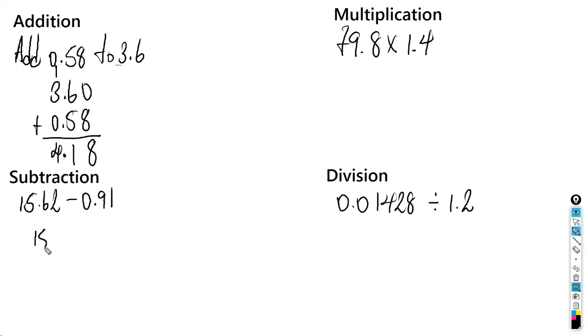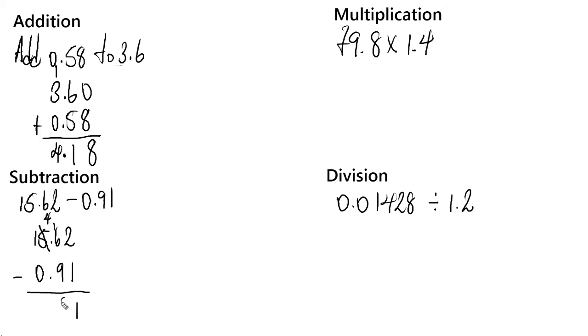And then we have 15.62 minus 0.91. So we're going to subtract that 1 from the 2. We're going to get 1 here. We're going to take 1 out of that 5, and we're going to get 16. 16 minus 9 gives us 7. The point remains the same. 0 minus 4 just gives us 4. And then the answer here is 14.71, right?